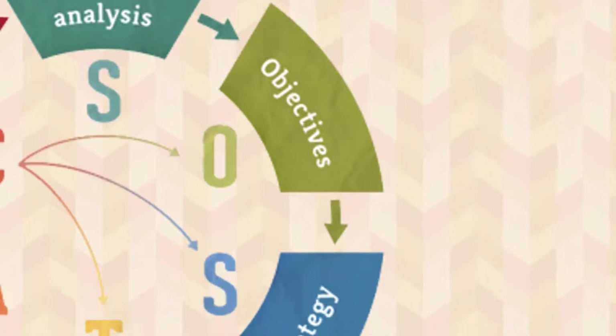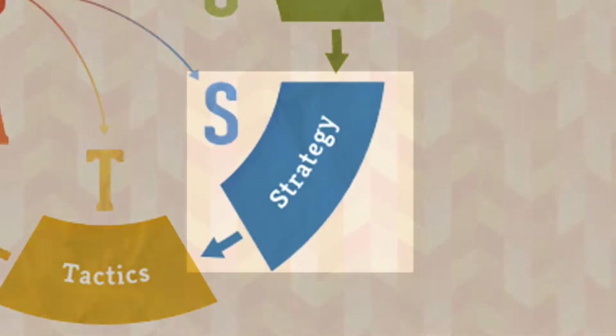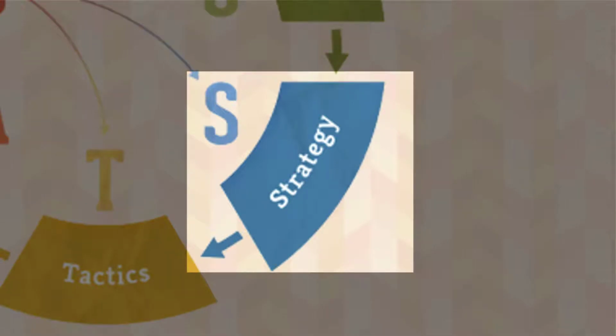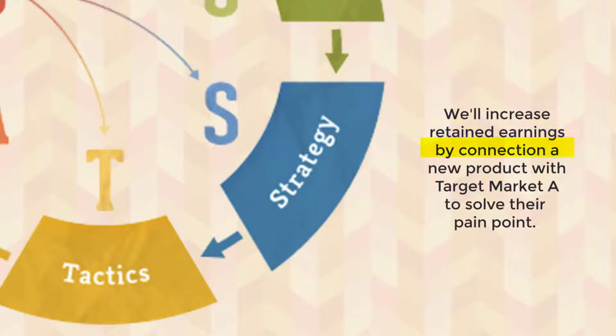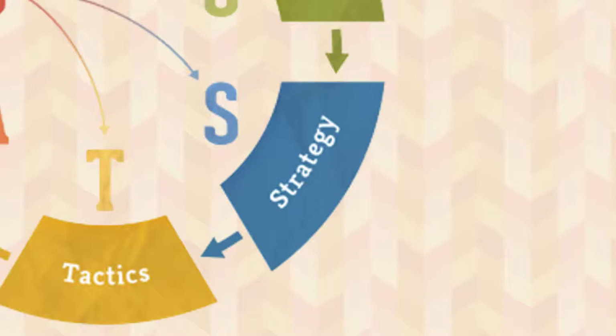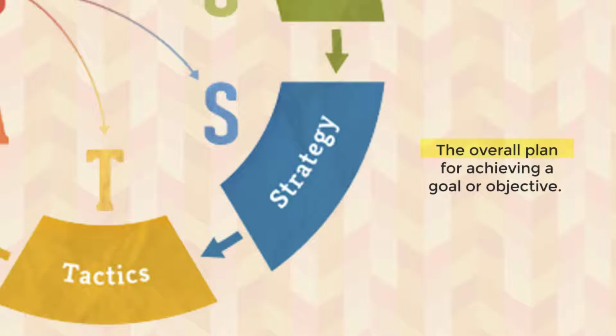Now that we know what we want to make of the world, we come up with a strategy for enacting it. This is our high-level answer that explains how we plan on replacing actual reality with the desired reality embodied within our objectives. But this how is still a bit abstracted. Imagine answering with, I'm going to increase our retained earnings by connecting a new product with target market A to solve their pain point. Sure, that may answer how we'll meet our objectives, but it's very abstract and lacking specific actionable items. This, however, is strategy, or the overall plan to achieve a goal.